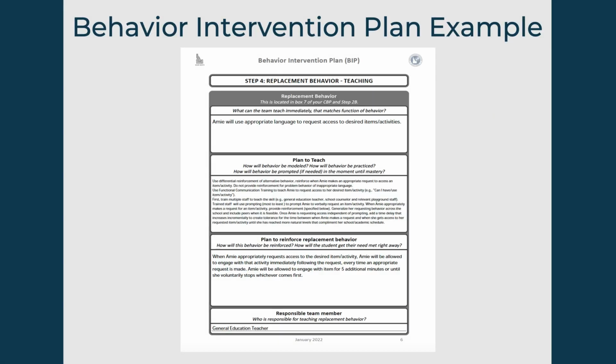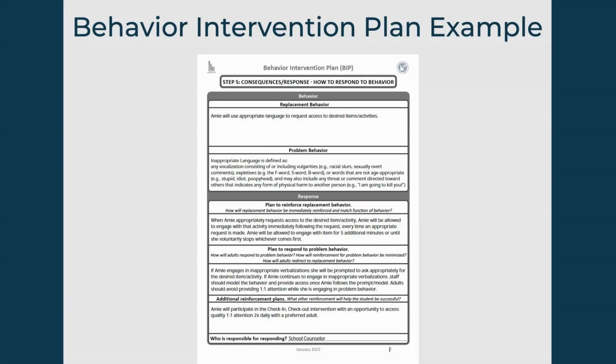Before starting the assignment, take a moment to review Step 4 in the BIP State Form. This section focuses on how the replacement behavior will be taught and reinforced. Reflect on what we've covered in this month's module. How will the replacement behavior be reinforced? How will the student get their need met immediately in a more appropriate way? Use this time to revise or clarify any parts of your plan before moving on to Step 5.